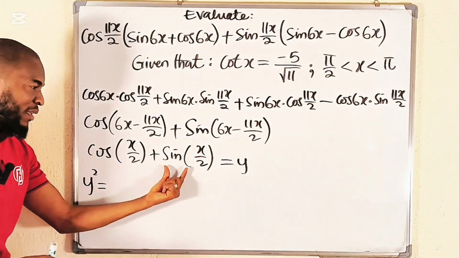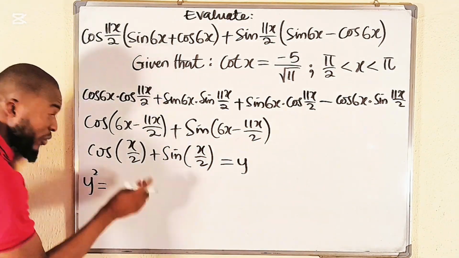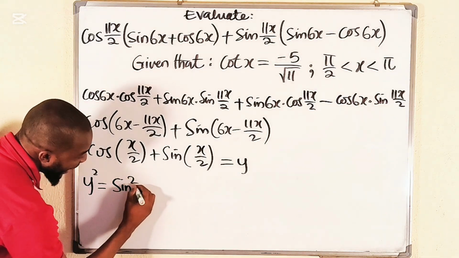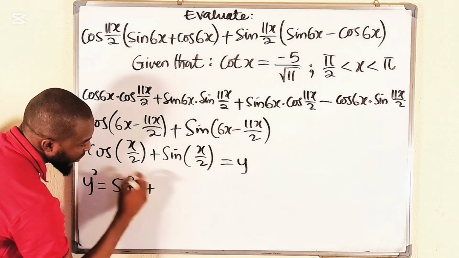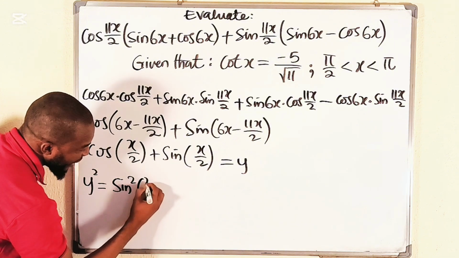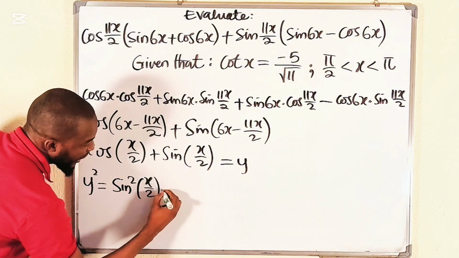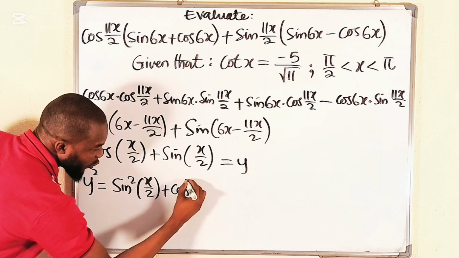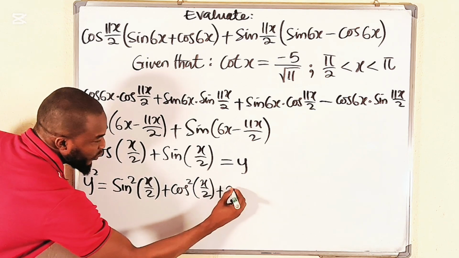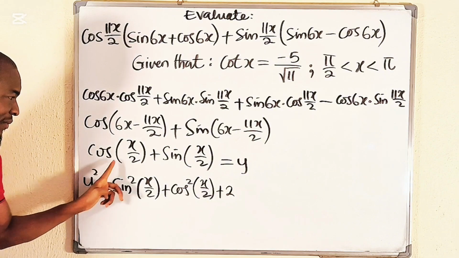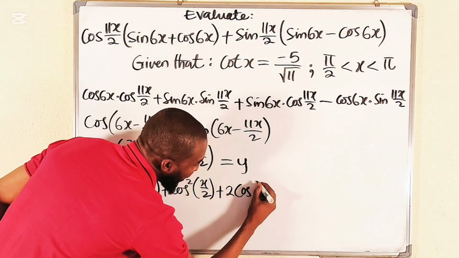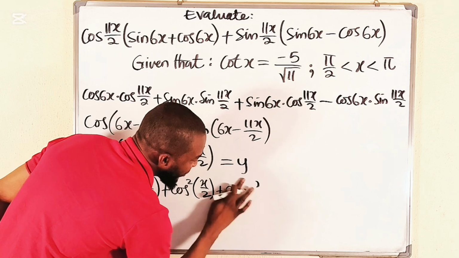Let me start with sine. First term squared, you know it is commutative. It will be sine squared x divided by 2, plus cosine squared x divided by 2, then plus 2 times this times that. So it will be 2 times cosine of, let me start with sine. It doesn't matter.